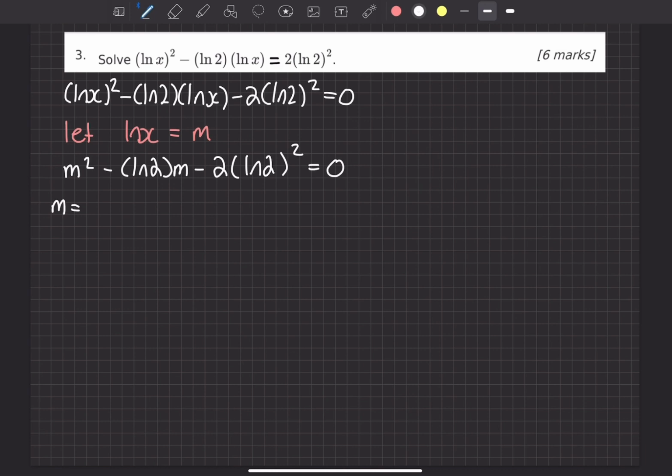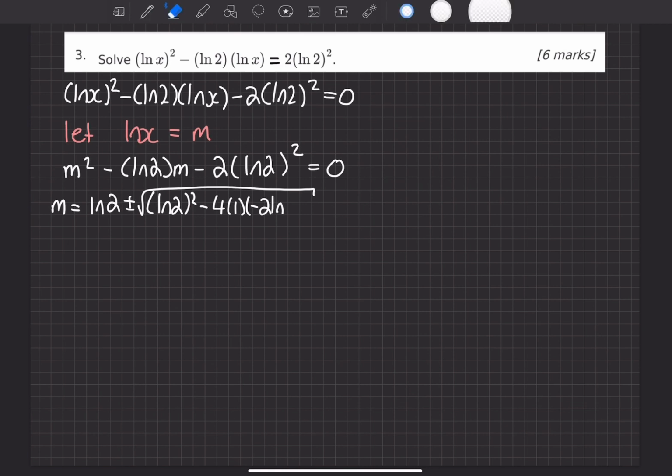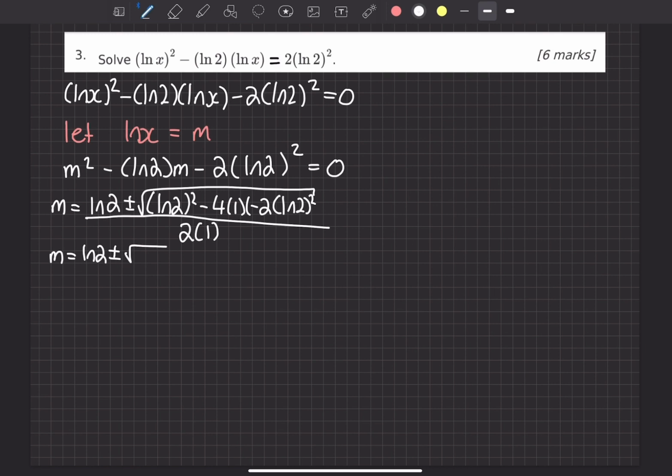So m equals, b is minus ln of 2, so minus b is just ln of 2, plus or minus square root of ln of 2 squared, b squared, minus 4, a is 1, and c is minus 2 ln of 2 squared, right? And then over 2a, so 2 times 1. And now we have m equals ln of 2 plus or minus square root. So ln of 2 squared just stays as ln of 2 squared. This minus here, they cancel out with each other, so this becomes a plus.